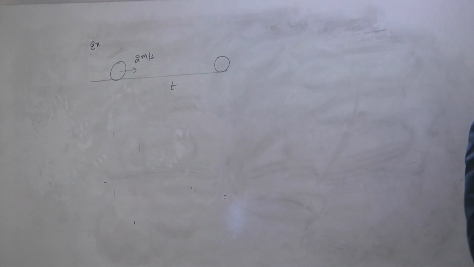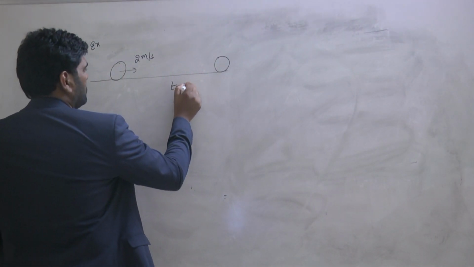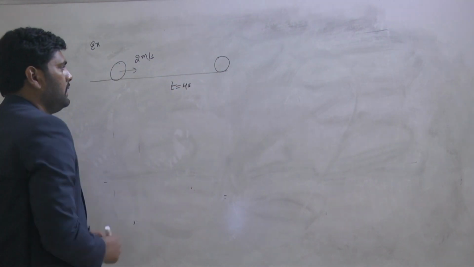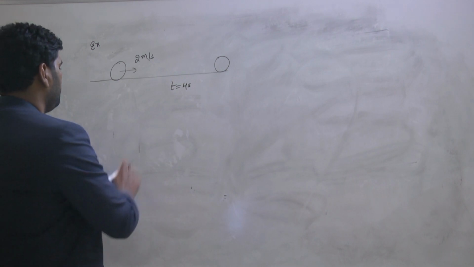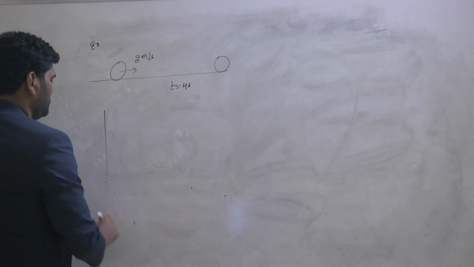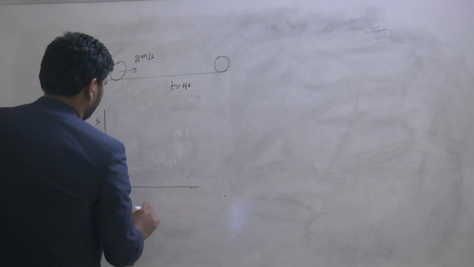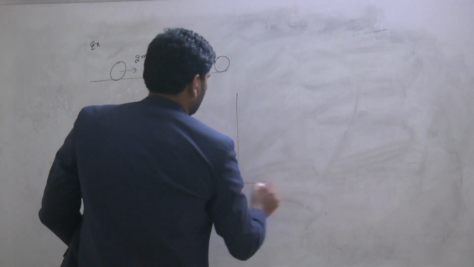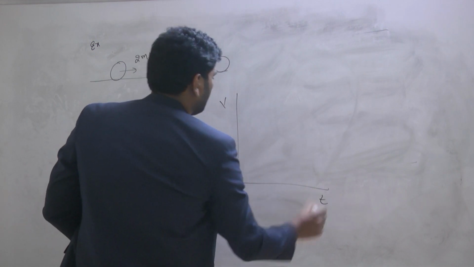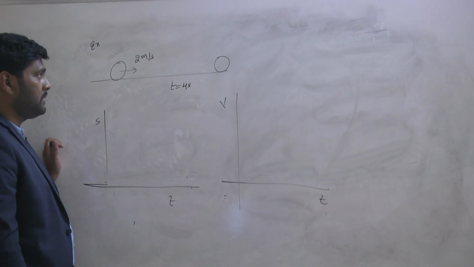The body is moving with constant speed for time t, or else you can take the time as 4 seconds. It travels for 4 seconds with 2 meter per second. The question is: distance versus time graph, and in the same way, velocity versus time graph.